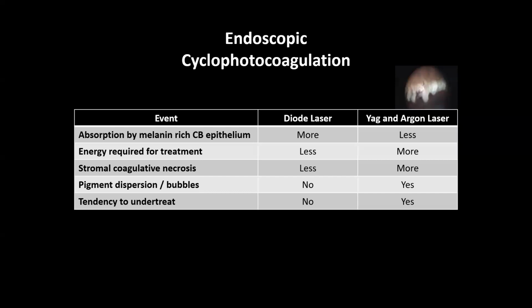Our retina colleagues used to use the argon or YAG laser before. Energy required for treatment is less in diode, and therefore we are having less inflammation. Stromal coagulative necrosis with diode is less, and therefore the risk of phthisis is less. Pigment dispersion or bubble formation is not happening compared with argon, and the tendency to undertreat does not exist in diode laser compared with argon laser.